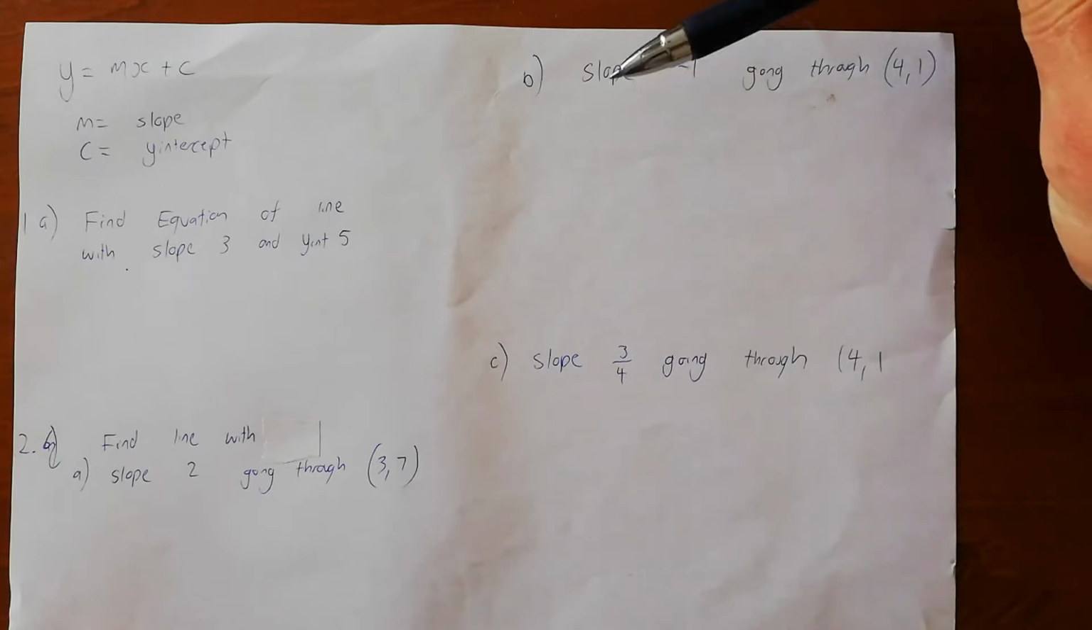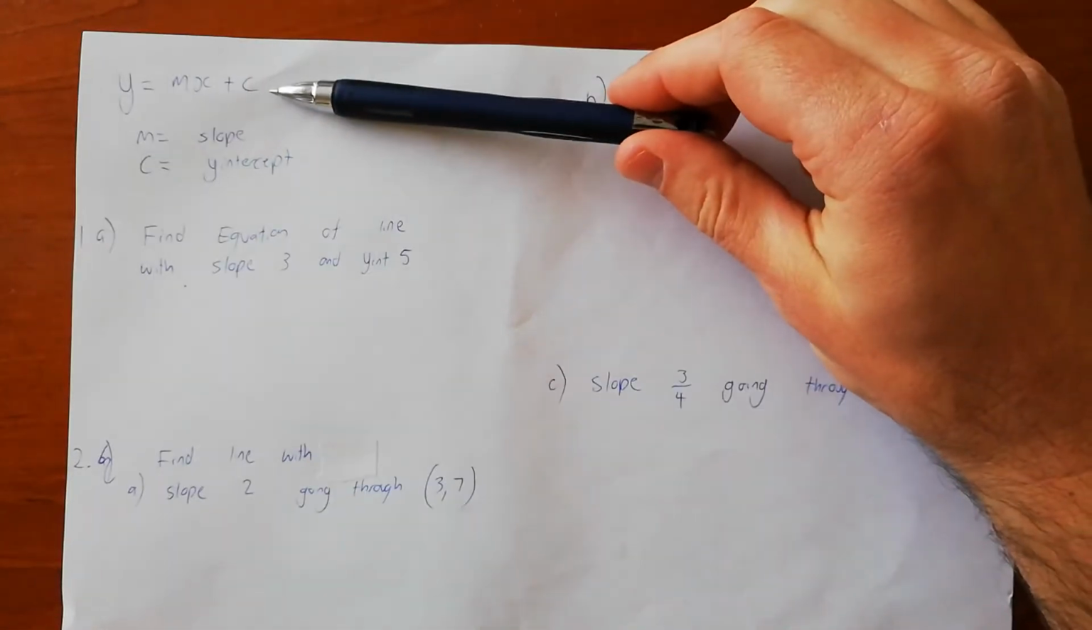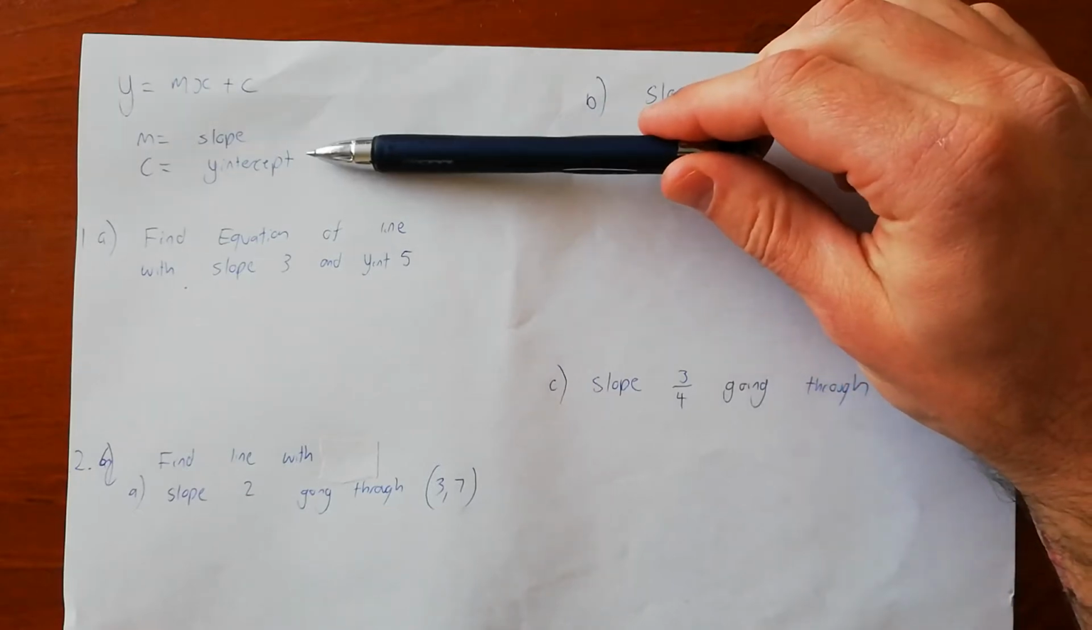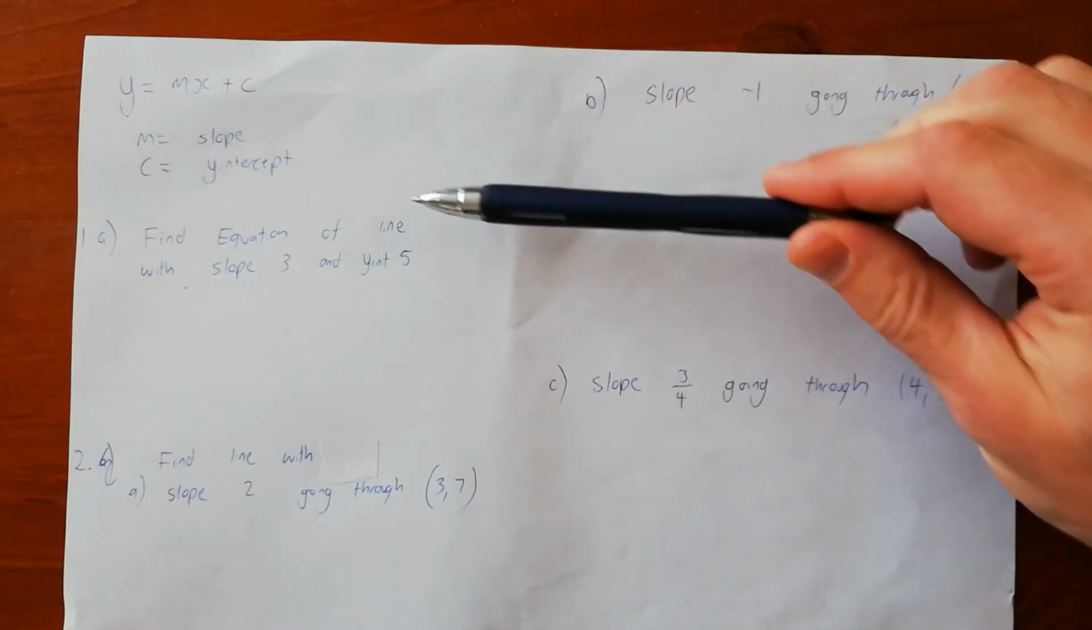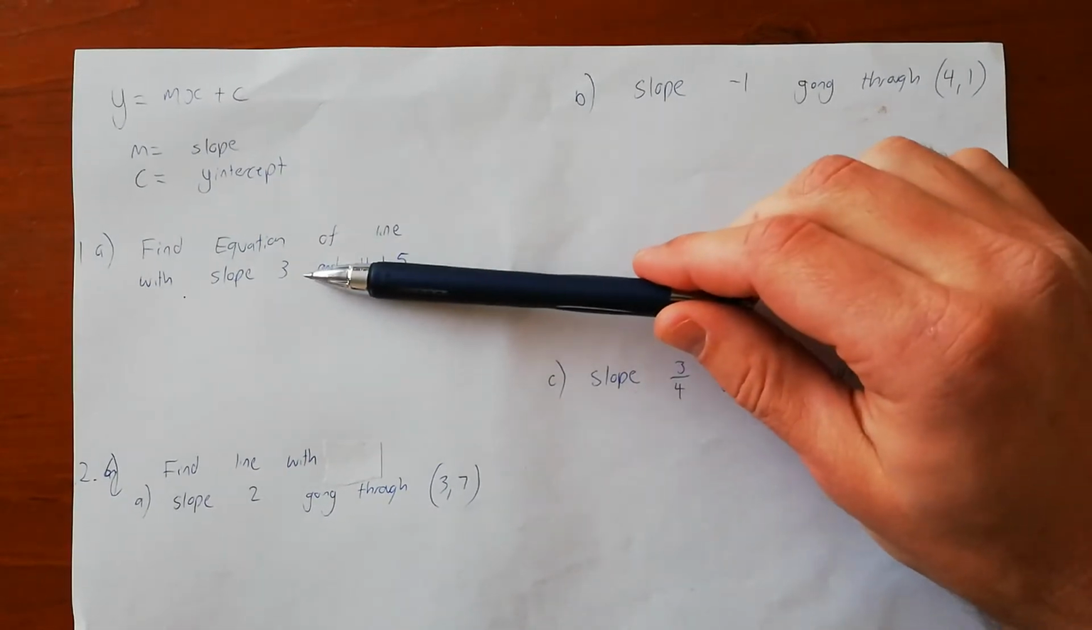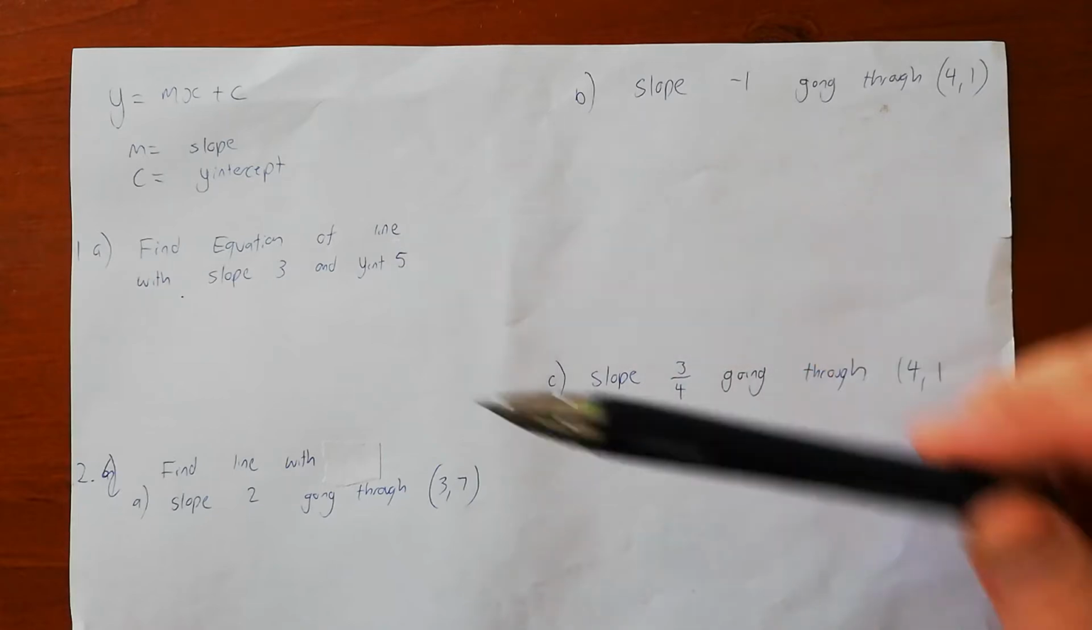So we're going to just recall that y equals mx plus c, where m is the slope and c is the y-intercept. So they start off nice and easy. Find the equation of a line with slope 3 and y-intercept 5.